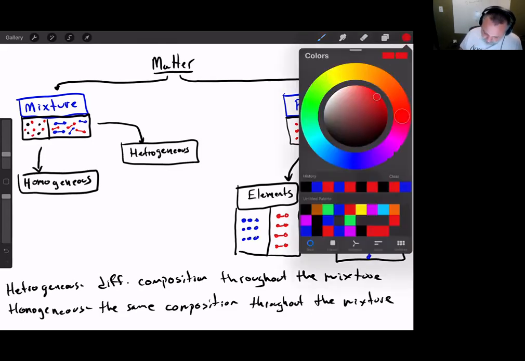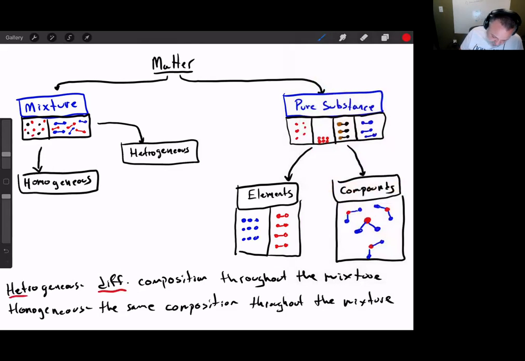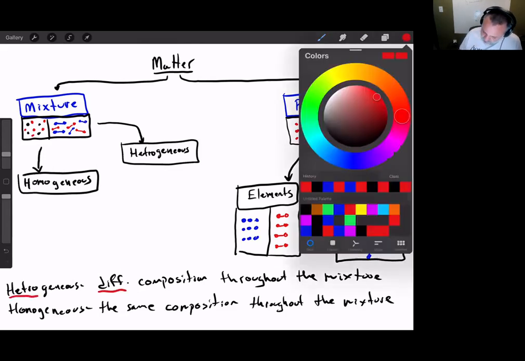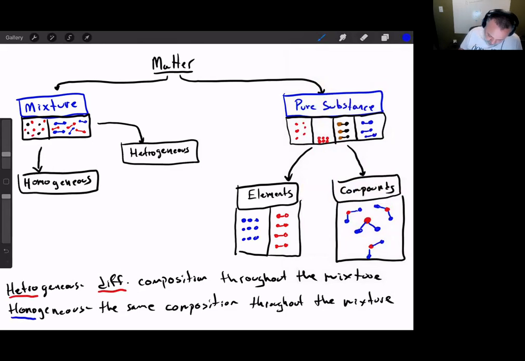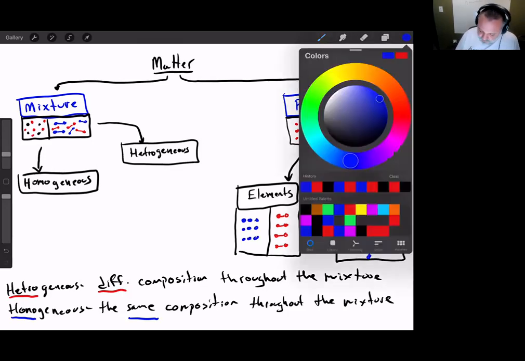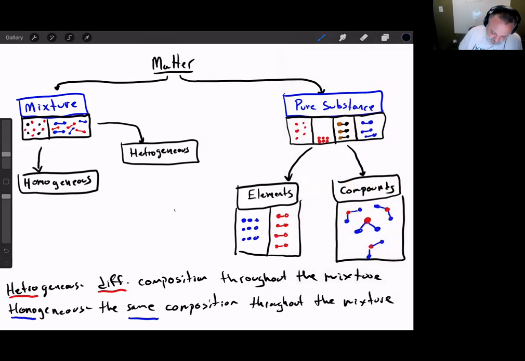And I'll just highlight, right? Different is what hetero means. Homo is what same means. So heterogeneous, different composition; homogeneous, the same composition. And so let's draw some pictures though. Let's make sure that we have a picture.